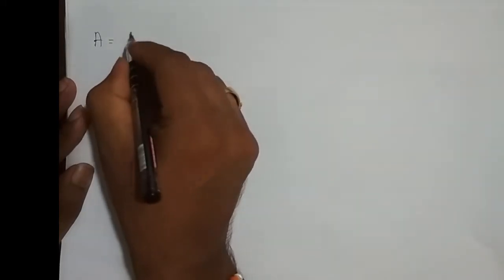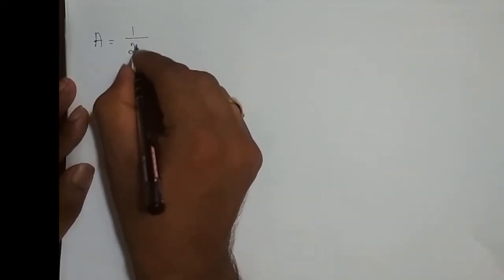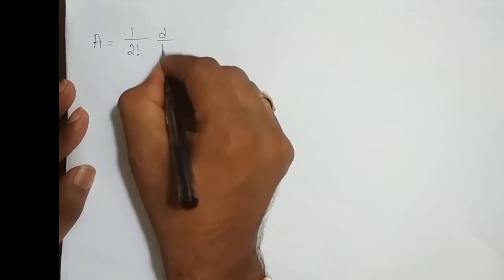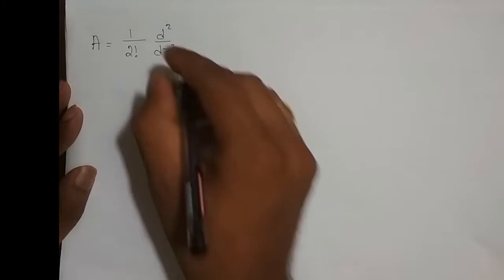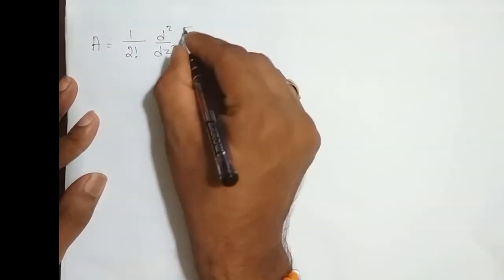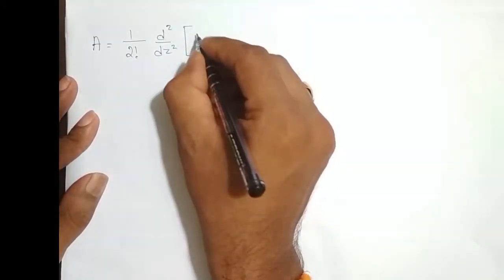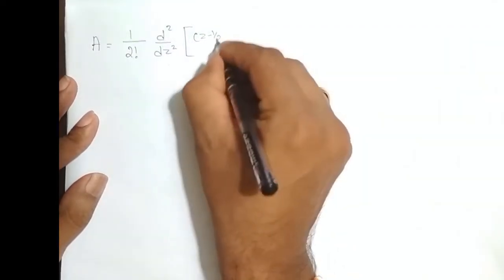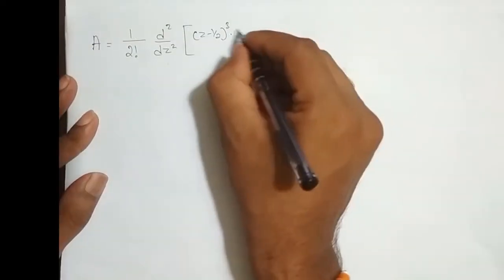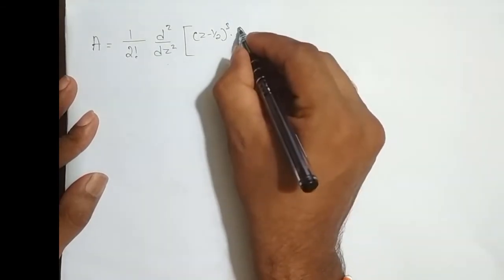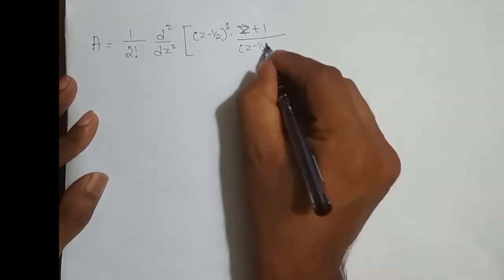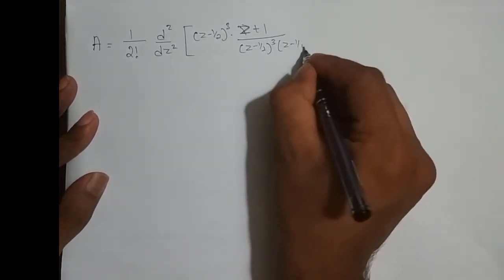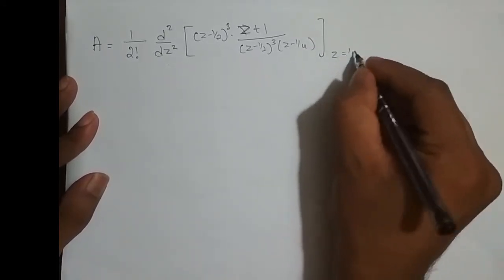Okay, let me solve it in detail. So what do we have as a? A is 1 divided by 3 minus 1 factorial, which is 2 factorial, into d by dz of 3 minus 1, which is d square by dz square. I need to differentiate it twice. What is it that I need to differentiate? It is nothing but (z minus 1 by 2) whole cube, the repeated root, into x of z by z. And what is x of z by z? X of z by z is z plus 1 divided by (z minus 1 by 2) whole cube into (z minus 1 by 4), at z is equal to 1 by 2.